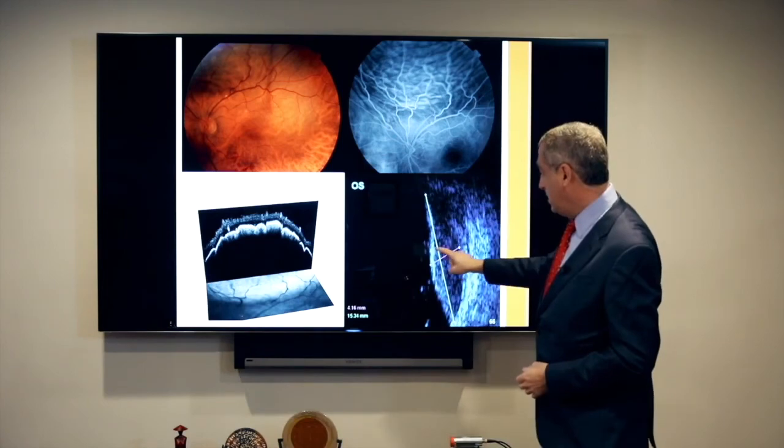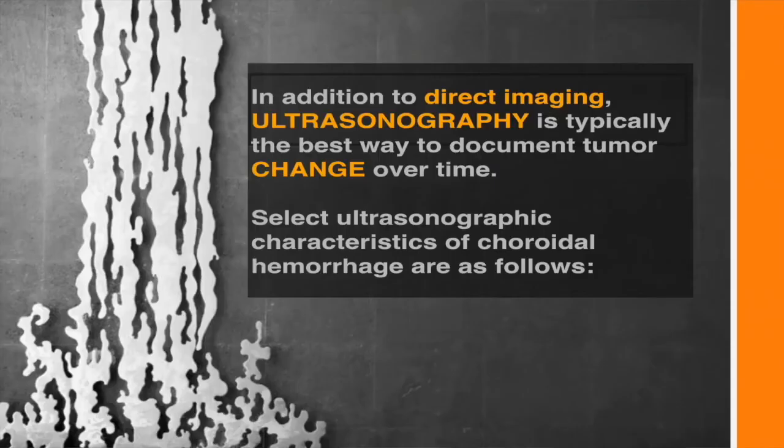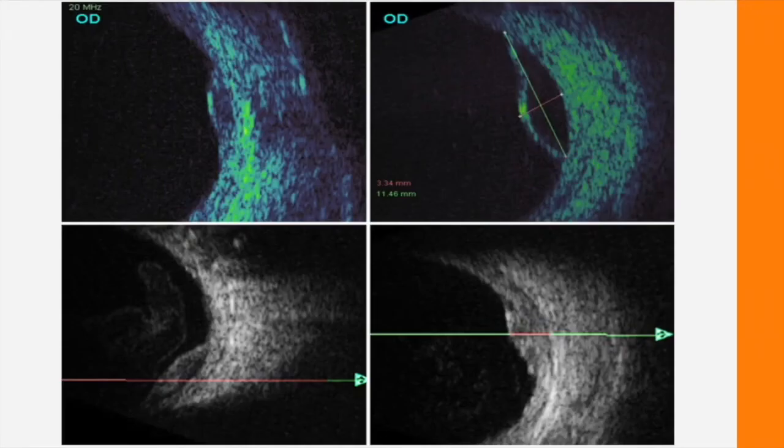On ultrasound, they tend to be lower reflective, like fluid, because blood is close to fluid. So ultrasonography is actually a great way, along with observation, of monitoring how the tumor changes over time. And there are select ultrasound characteristics that also can be helpful. And I thought I'd make a little display of these.